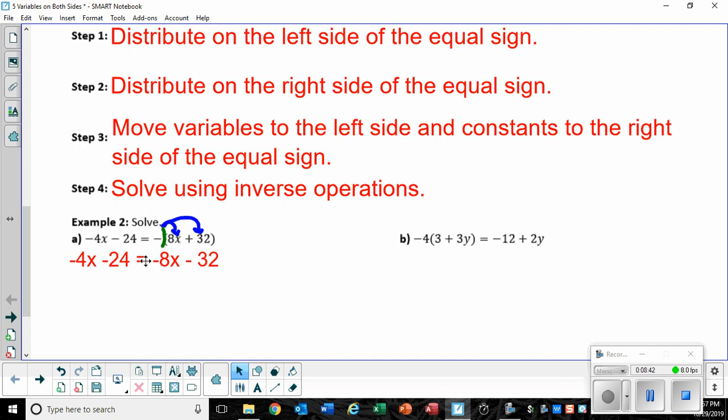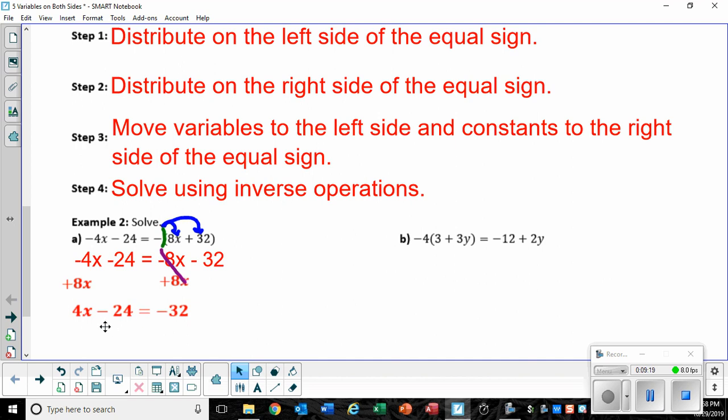Okay, now I need to move all my variables to the left side, now that all the distributing is done. So I'm going to go ahead and add 8x to both sides to move it over here. So now I have this side, the 8x's will cancel out. Over here, I just go ahead and add. So negative 4 plus 8, that gives me 4x. I bring down the minus 24, I bring down the minus 32. And I include the sign with the 32.